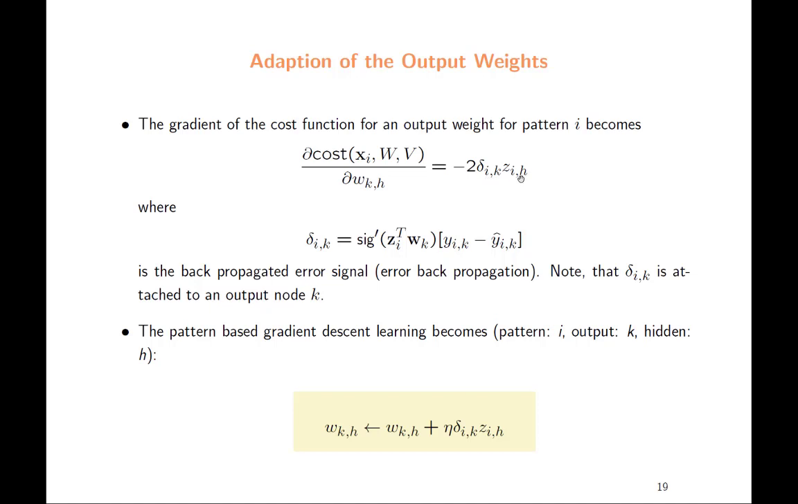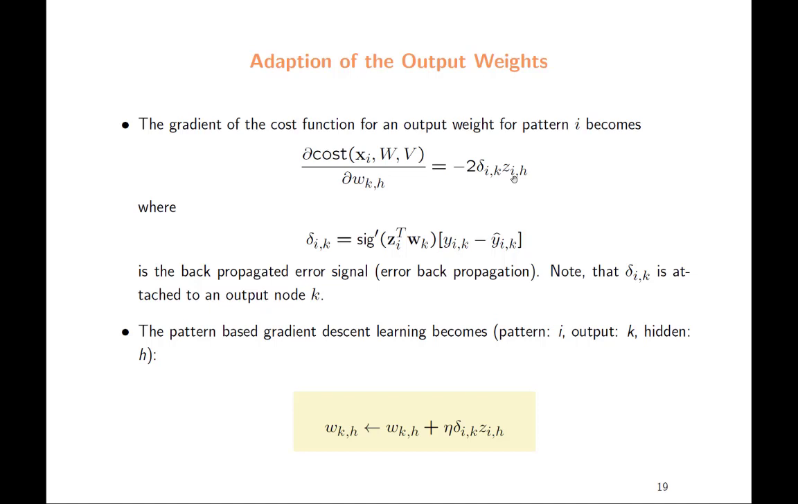And h is the index of the hidden unit. And this delta term takes on a particular form. It's the derivative of the sigmoid with respect to the input. I will show you in a moment how this looks like. Applied to the normal input, and then times the difference of the target minus your prediction. So this is this term, and this is the activation of the corresponding hidden unit.